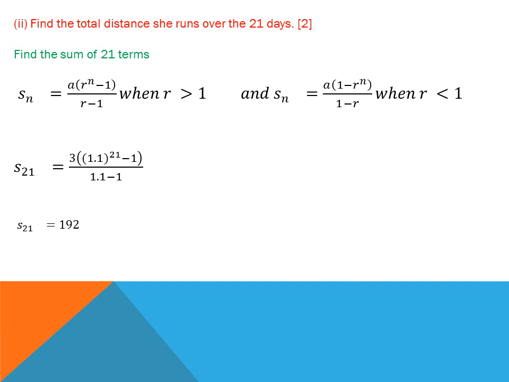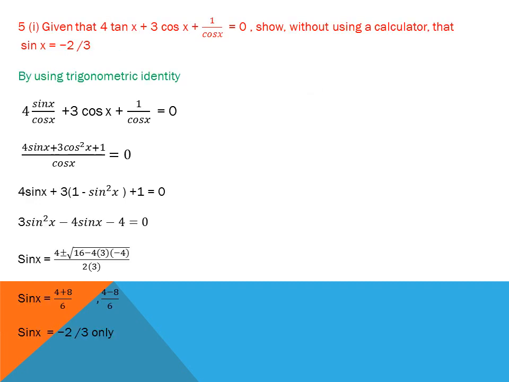So here r is greater than 1, which is 1.1. I applied the formula S_n is equal to a times r to the power n minus 1 over r minus 1, where r is greater than 1. That's why. The a I found in the previous part is 3, and r is 1.1 raised to the power 21 minus 1, over 1.1 minus 1. So S21 is equal to 192. It means the sum of the first 21 terms is 192 kilometers.